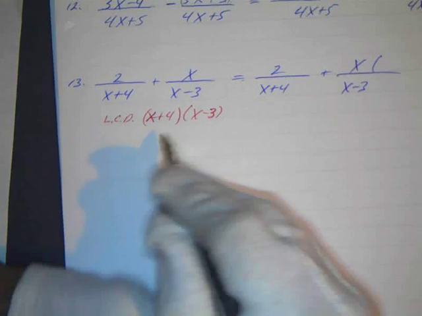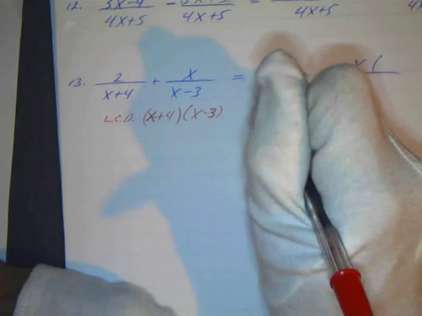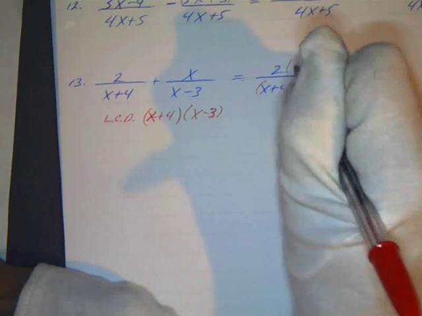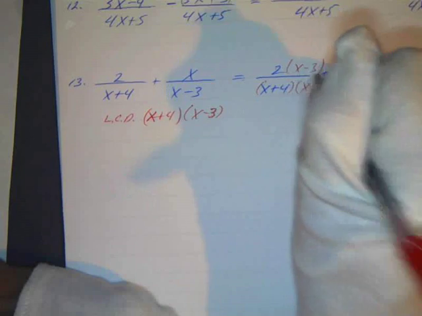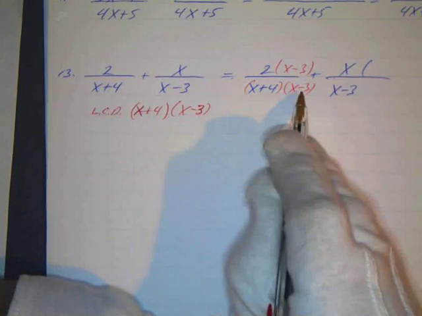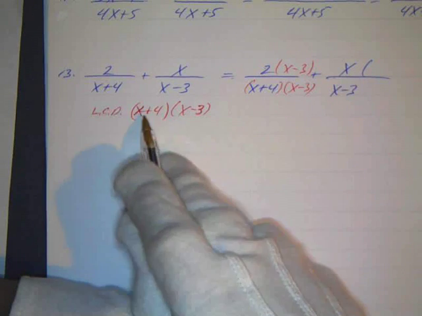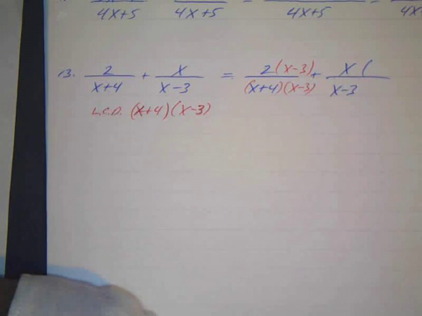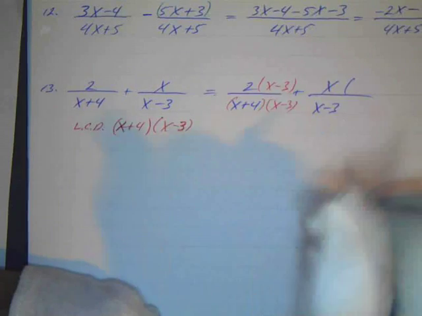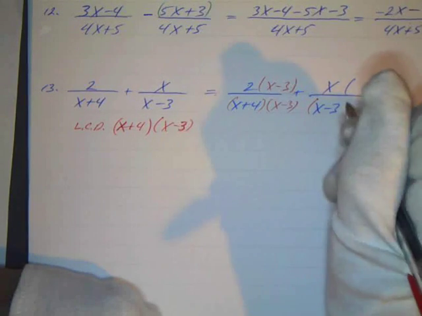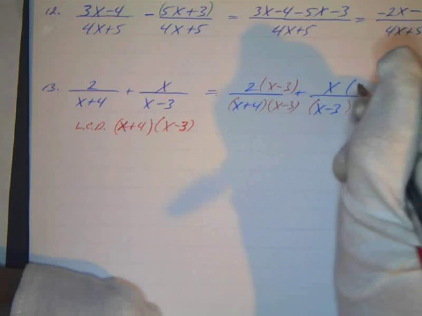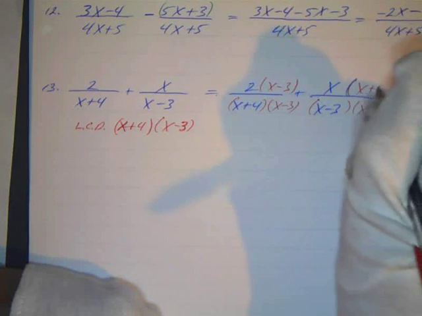And in order to have x plus 4 times x minus 3, I need to multiply the top and the bottom by x minus 3. Remember, x minus 3 over x minus 3 is 1, so I can multiply anything by 1, but I want to get this denominator to be the same as my LCD, so I need an x minus 3 there. And then here, what do I need? I need an x plus 4. So I have to multiply the top and the bottom by x plus 4.